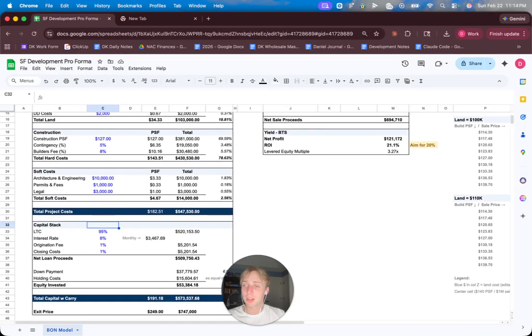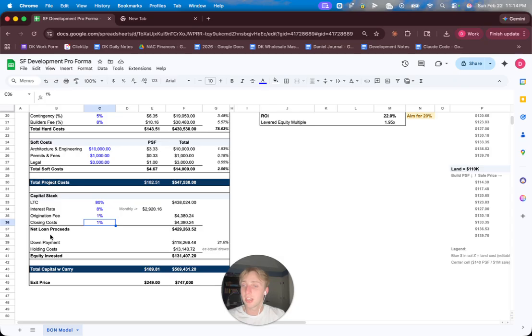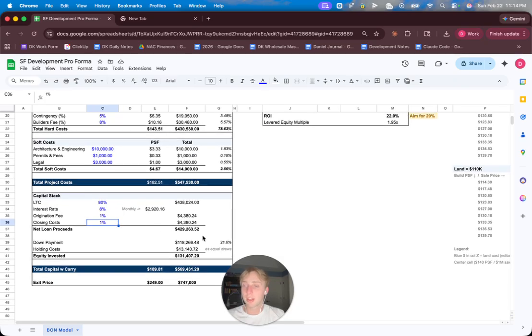And then as far as a capital stack, I'm assuming a loan to cost of about 80% here. Interest is about 8%, origination fee 1%, closing cost 1%. So in total, what we have here is we're going to get a $429K loan. Given our cost basis and our carrying cost, we are expecting $569K. So our weighted cost per square foot, inclusive of pretty much every single cost, not including the exit, gets us to 189, and we're going to sell for about 249 a foot.